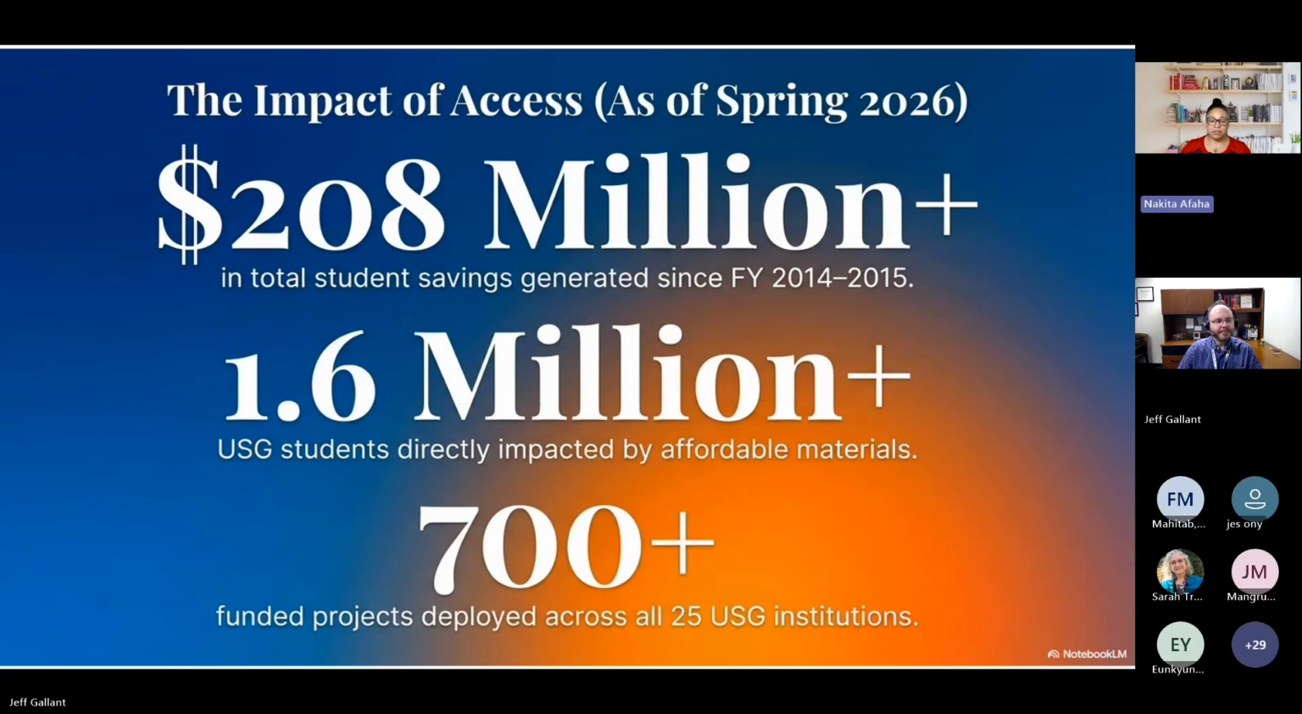And every university system institution, all 25, what number are we at now? 25, 26, 25? We're at 25 now. 25. All institutions have been represented. So we're really proud of being able to impact students across the University System of Georgia. So that's kind of a primer about ALG.